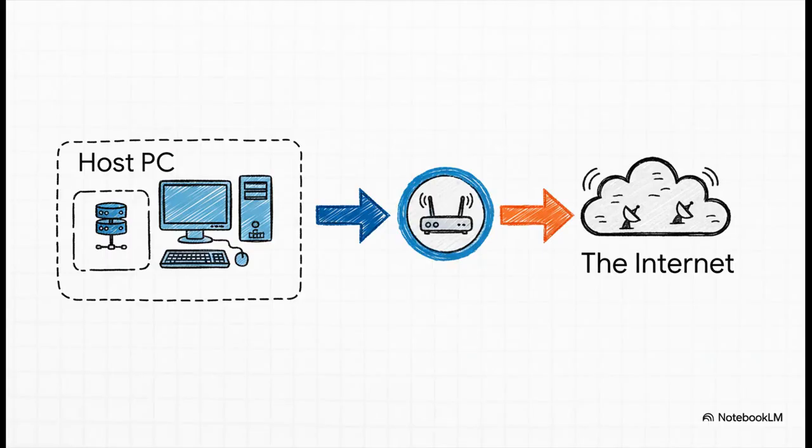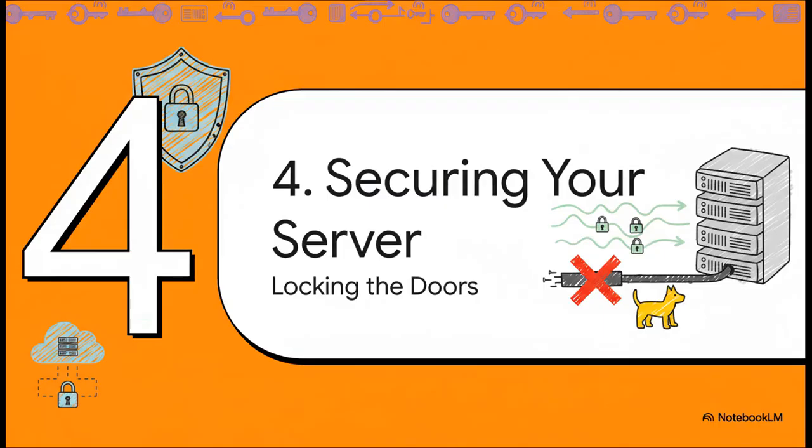As you can see, the data path is super straightforward. Your VM connects through your host PC to the internet. This means you can start downloading updates and software right away with zero complex network configuration. It just works. Okay, before we open for business, we have to lock the doors. We've got to talk about security, and this is not something you add on at the end. It's a fundamental part of the build process itself.